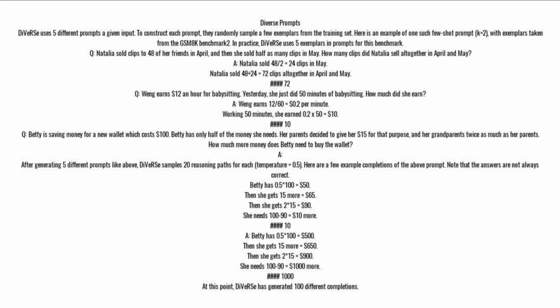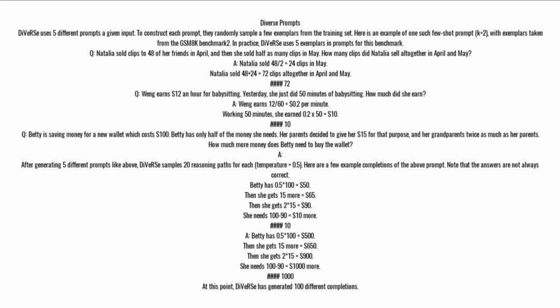Question: Natalia sold clips to 48 of her friends in April, and then she sold half as many clips in May. How many clips did Natalia sell altogether in April and May? A. Natalia sold 48 / 2 equals 24 clips in May. Natalia sold 48 plus 24 is equal to 72 clips altogether in April and May. #### 72. Question: Wang earns $12 an hour for babysitting. Yesterday, she just did 50 minutes of babysitting. How much did she earn? A. Wang earns 12/60 equals 20 cents per minute. Working 50 minutes, she earned 0.2 times 50 is equal to $10.